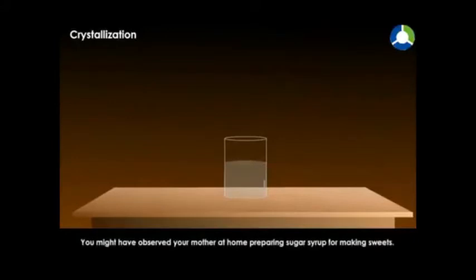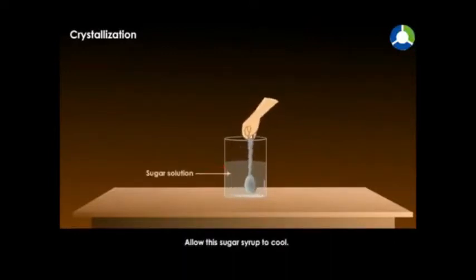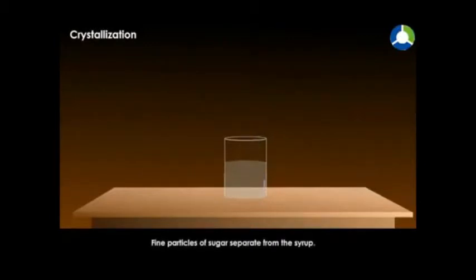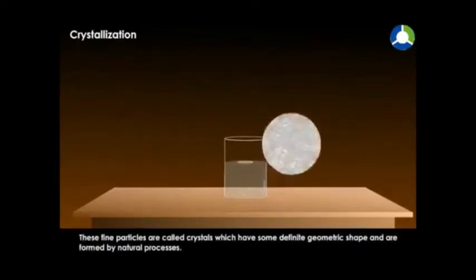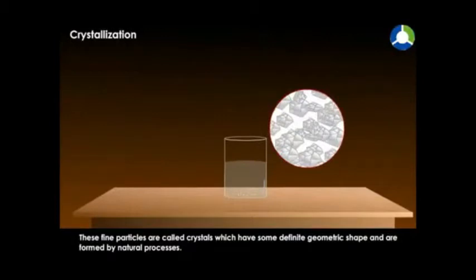You might have observed your mother at home preparing sugar syrup for making sweets. Allow this sugar syrup to cool. Fine particles of sugar separate from the syrup. These fine particles are called crystals, which have some definite geometric shape and are formed by natural processes.